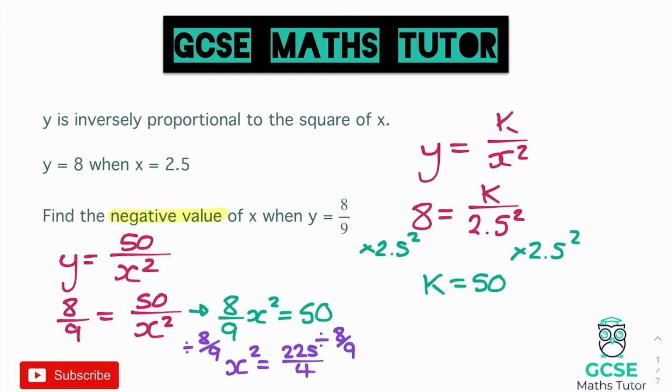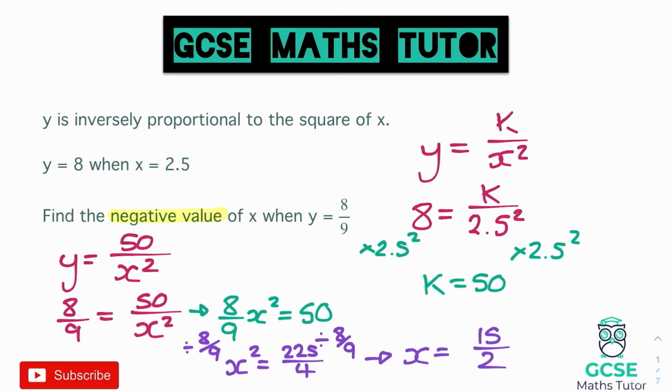And obviously we need to square root that. Now again, because this is a calculator question, it's easy enough to just type that into a calculator. And if we do the square root of that, we get the answer x is equal to 15 over 2.